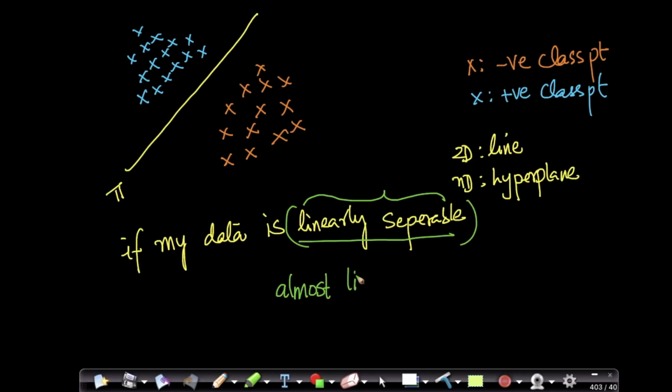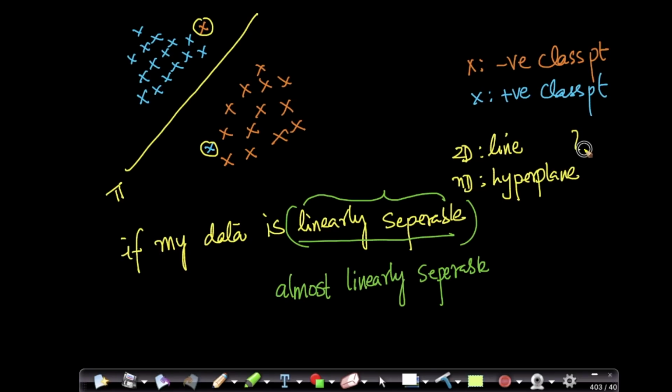Almost linearly separable. What it means is most of your data is almost linearly separable. There might be some errors. For example, you might have a negative point here, or you might have a positive point here. Now this data is almost linearly separable because most of your points, except these 2 points, all of your points are being perfectly separated using a linear surface.